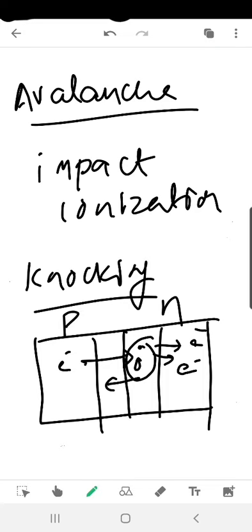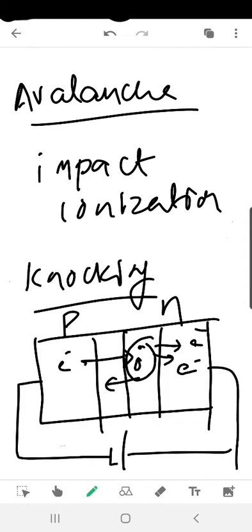Why will the hole move towards the p side? Because a hole is positively charged, and it will move to the negative side. Since p is connected to negative during reverse biasing, the hole will move towards the negative terminal on the p side, and the electron which is knocked out from this electron hole pair will move towards the n side. Why? Because the n side is connected to positive potential, so the negatively charged electron will move towards the positive potential.